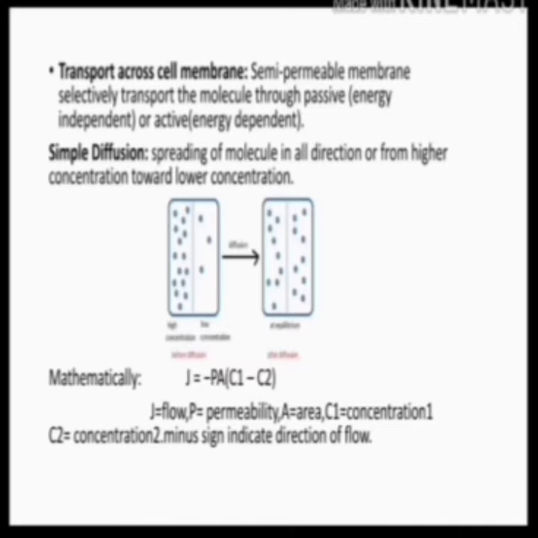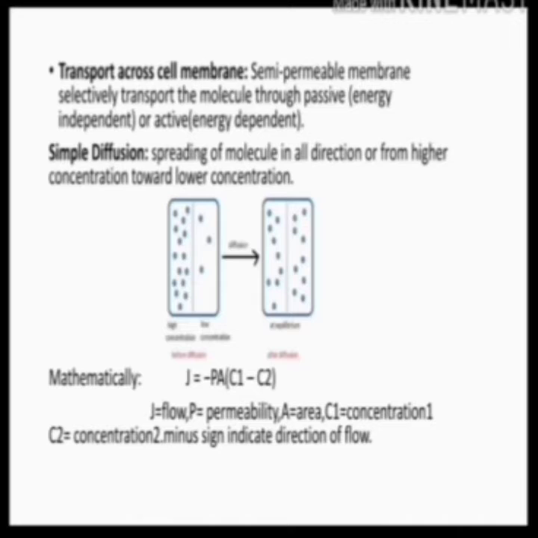Here C1 is the initial concentration or higher concentration. The second, the low concentration, is known as C2. We subtract the final concentration from the initial concentration, C1 minus C2, and multiply by the area of diffusion and the permeability of the membrane.